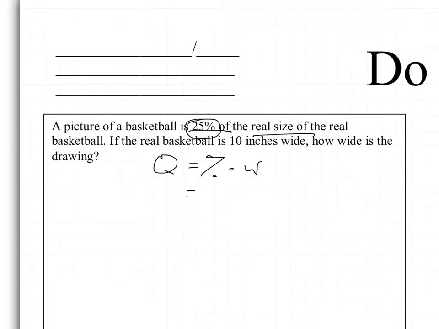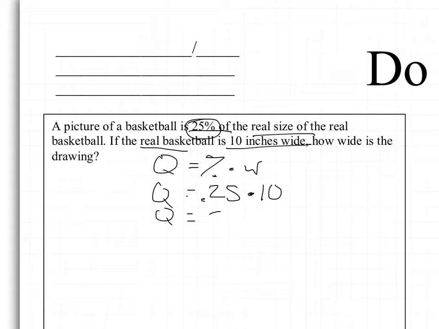So we have 25% of the whole, and it tells us the real size. And in fact, when we talk about scale factors, we're always going to see that the whole is going to be the original. And this is going to seem very familiar to us just because anytime we've seen these percentage problems, we always talked about the whole being the original. The real basketball is the original. So we're going to plug that in for 10, and that's going to give us that our Q, or in this particular case, the size of our scale drawing is 2.5 inches.